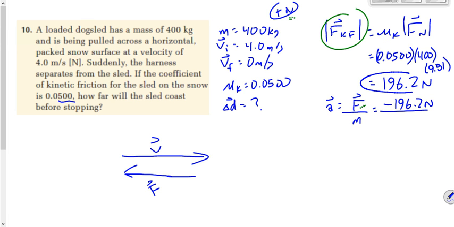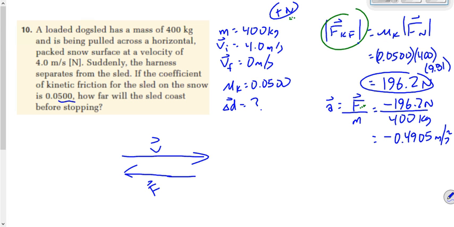Now understand that when I calculate the force here, it's never going to be negative because this equation always gives me an absolute value. But when I go to plug it into an equation that doesn't have the absolute value, I should include a direction whenever possible. So we got negative 196.2 divided by the mass of 400 kilograms, negative 0.4905 meters per second squared, correct?